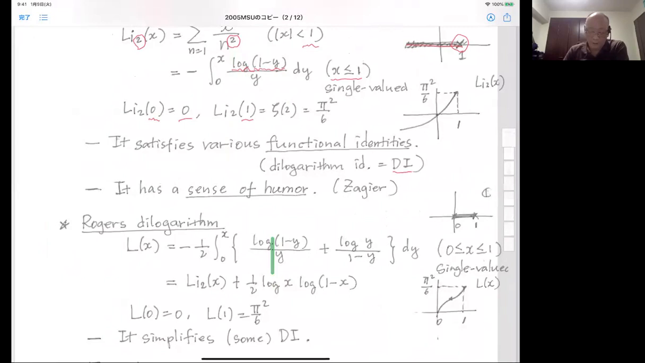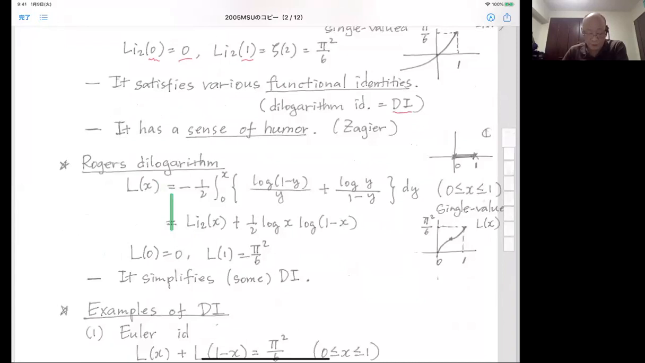And one can quickly obtain its relation to the original Euler dilogarithm by partial integration. Namely, it is essentially the same function, but with this log part here. And once again, there is a problem of multivaluedness.